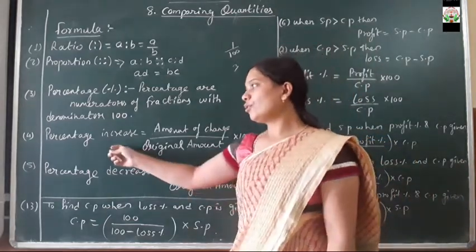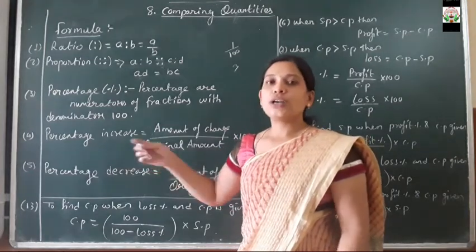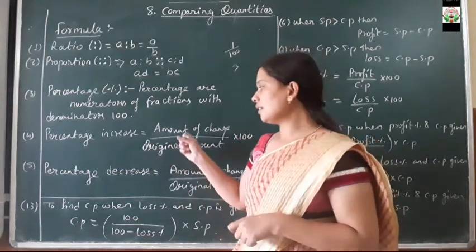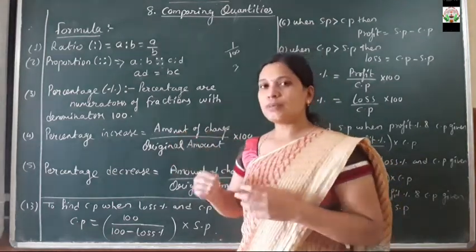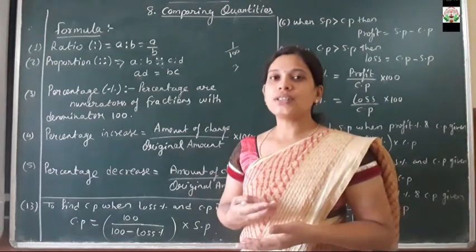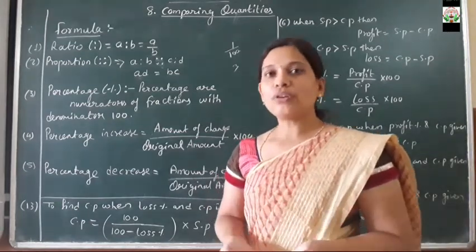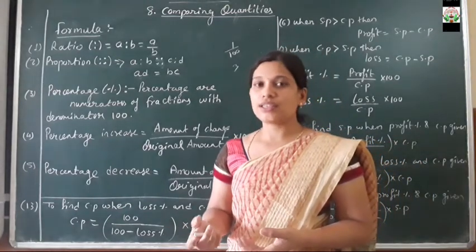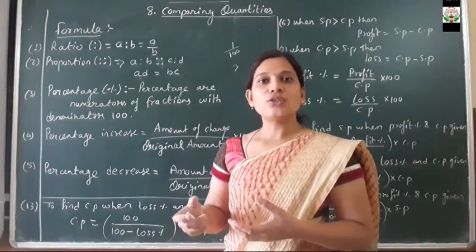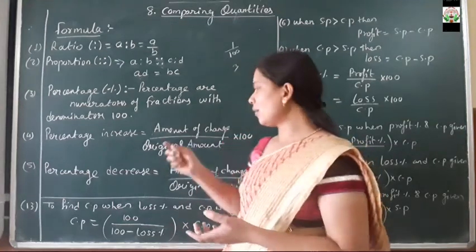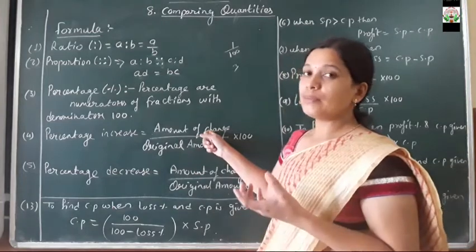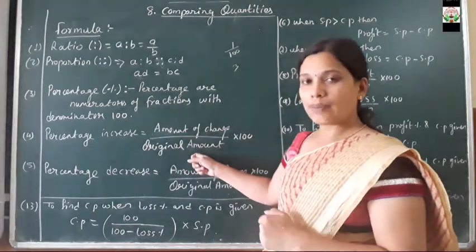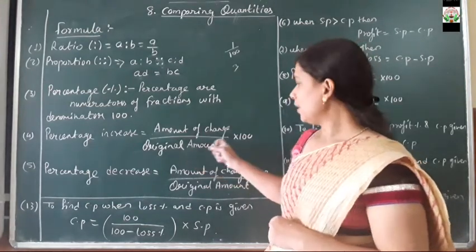Similarly, moving to the fourth formula, percentage increase. There are two formulas related to percentage increase and percentage decrease. In percentage increase, we use the amount of change. Suppose the petrol rate is 500 per liter today, and tomorrow it increases to 600. So that is the amount of change. That means 600 minus 500 is 100. So 100 upon the original rate of petrol, 500, into 100.